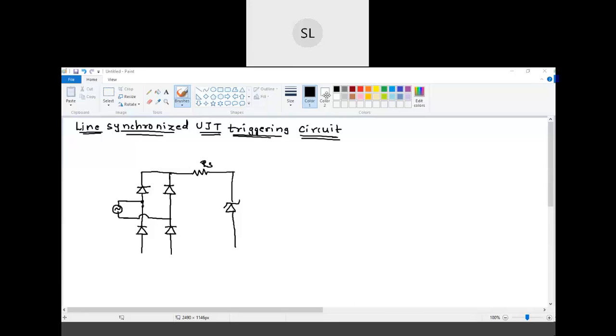Hello, Keval. I was not talking anything, so I was not audible. Am I audible now? Yeah. So let us try to understand how the circuit works.